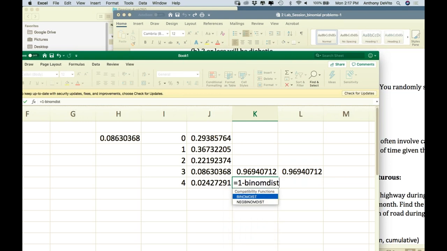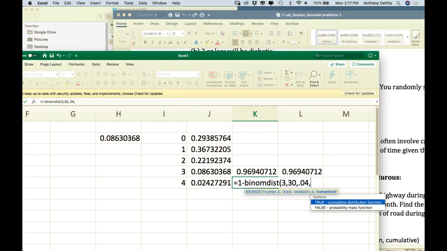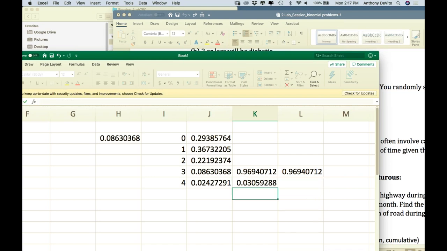BINOM.DIST, parentheses, 3, comma, 30, comma, 0.04, comma, true. What is that? That's the probability for 3 or fewer, and we're going to subtract that from 1, leaving 4 or more, and it's going to come out to that number.